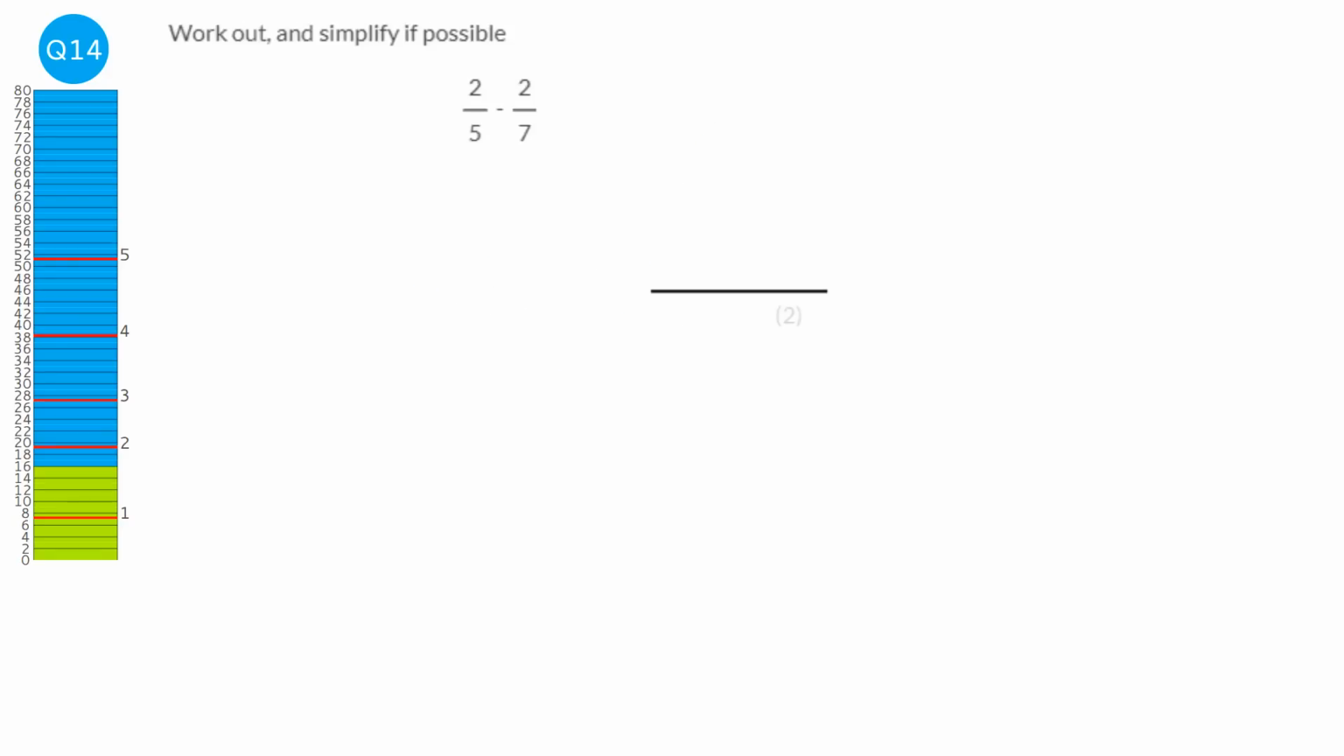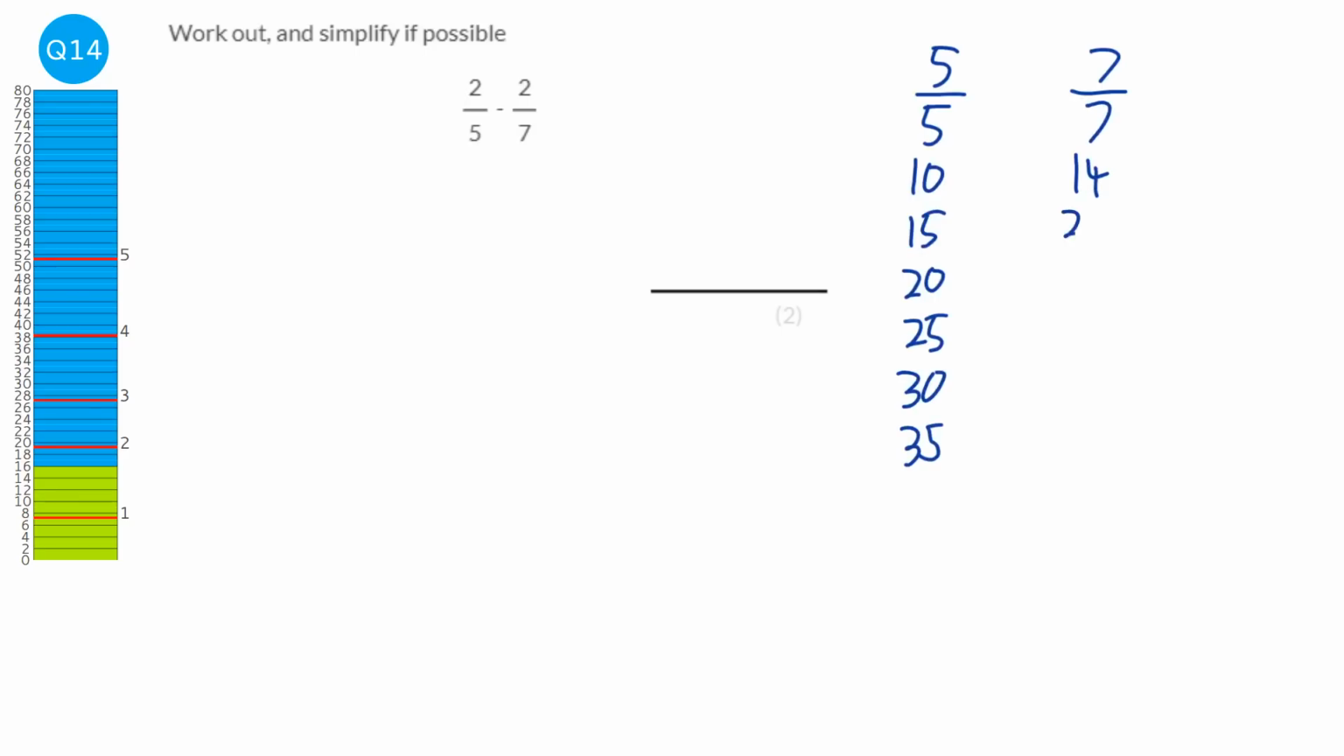8.18. To be able to add or subtract fractions, we must make the denominators the same. So what we do is we write out the 5 and 7 times tables. So 5, 10, 15, 20, 25, 30, 35. And you keep going through each times table until you get to a number that's the same in both. You can see it's 35 here.